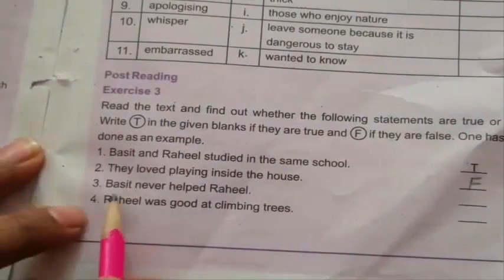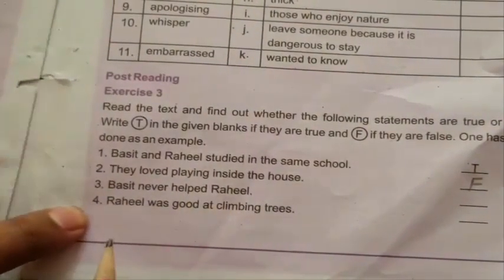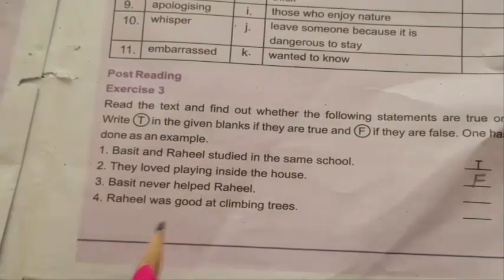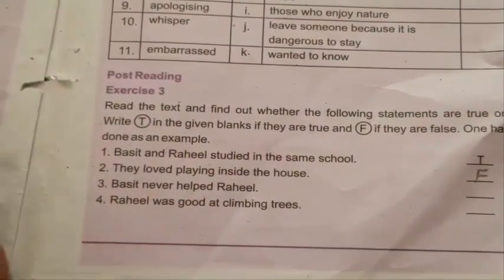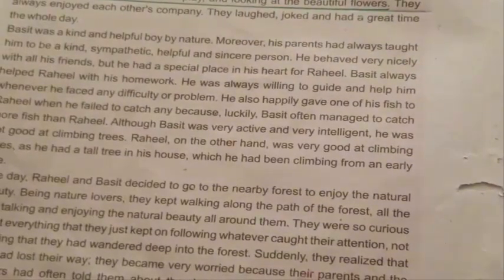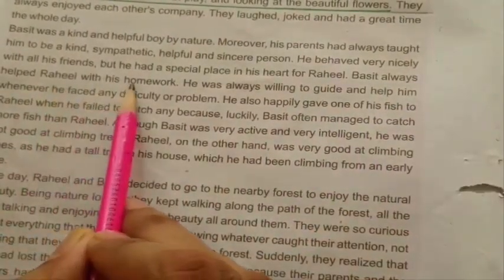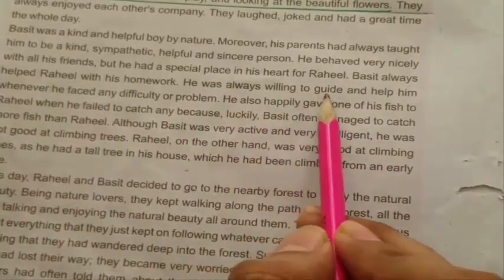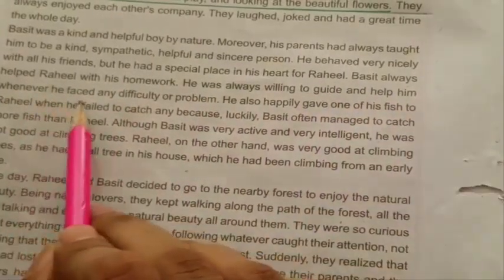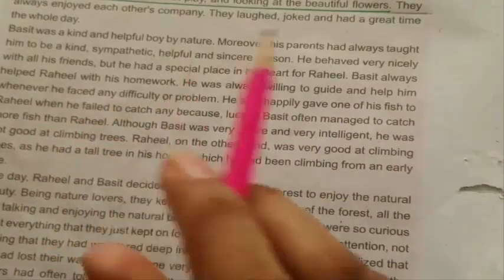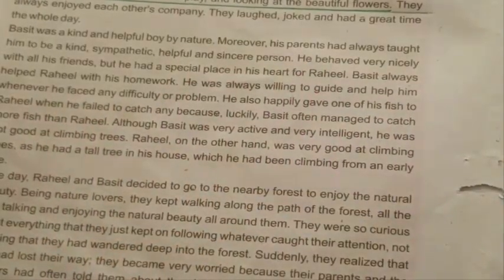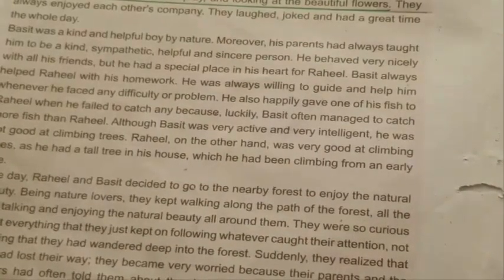The next one is Basit never helped Rahil. Let's see. Open page number 3, paragraph 2. Here it is. Basit always helped Rahil with his homework. He was always willing to guide and help him whenever he faced any difficulty or problem. It means that the third one is also false.